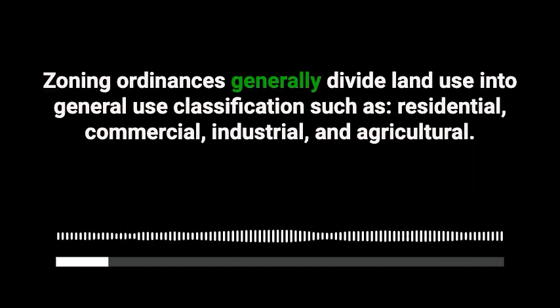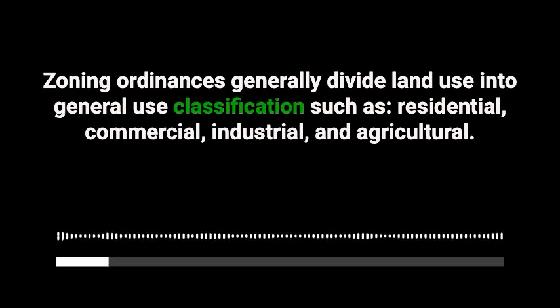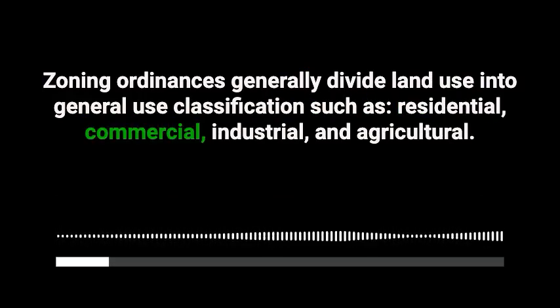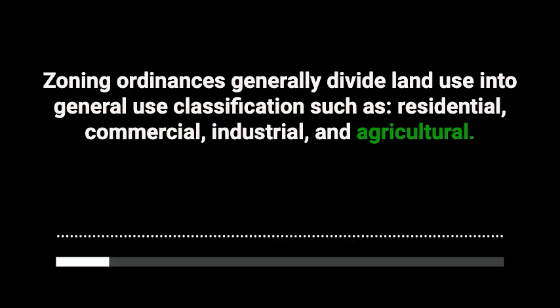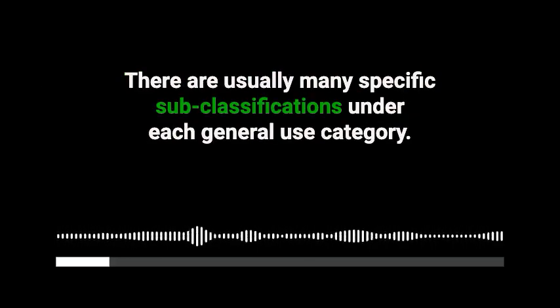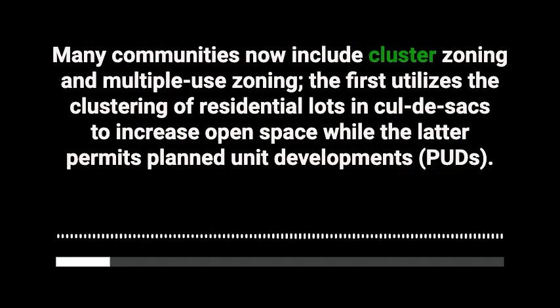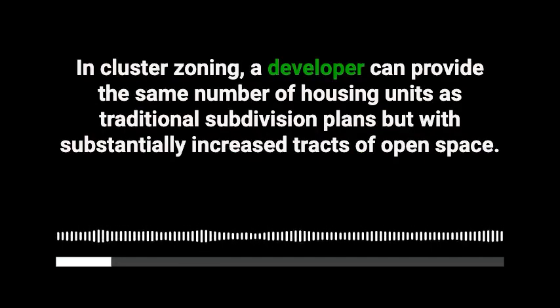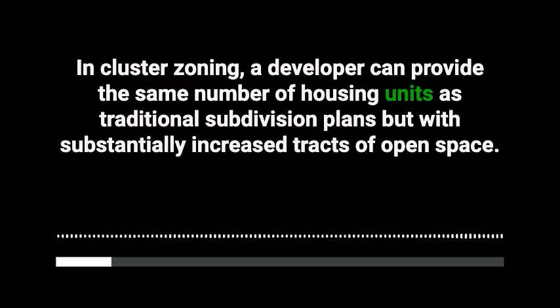Zoning ordinances generally divide land use into general use classifications such as residential, commercial, industrial, and agricultural. There are usually many specific subclassifications under each general use category. Many communities now include cluster zoning and multiple use zoning. The first utilizes the clustering of residential lots in cul-de-sacs to increase open space, while the latter permits planned unit developments. In cluster zoning, a developer can provide the same number of housing units as traditional subdivision plans, but with substantially increased tracts of open space.